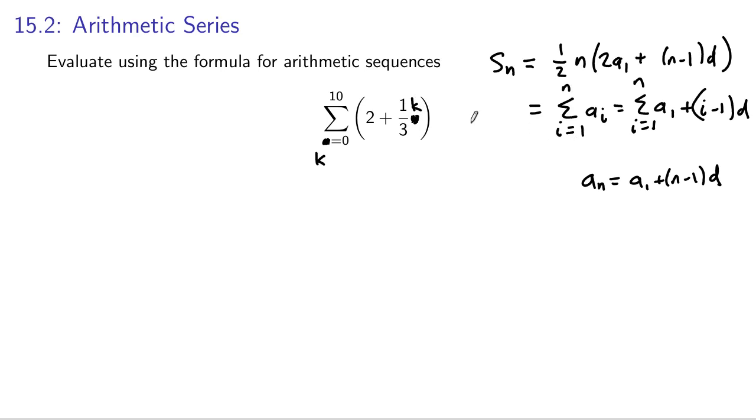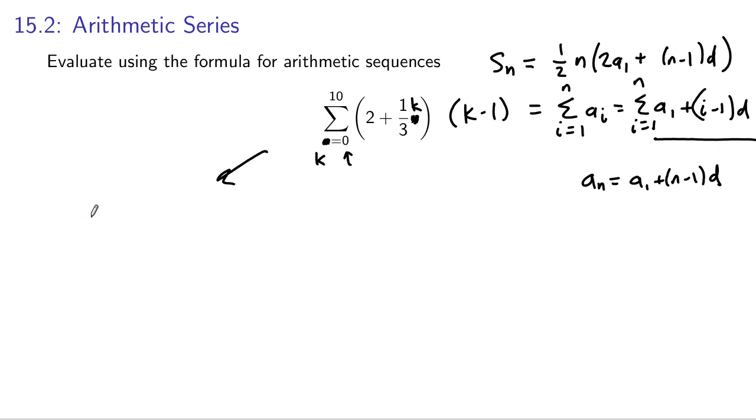Okay, so we have this index k. Here's the index in this sum for this arithmetic sequence. The problem is our indexing starts at 0 instead of 1, and we don't have k minus 1 like we have in this formula. So we need to take this sum and split it up.